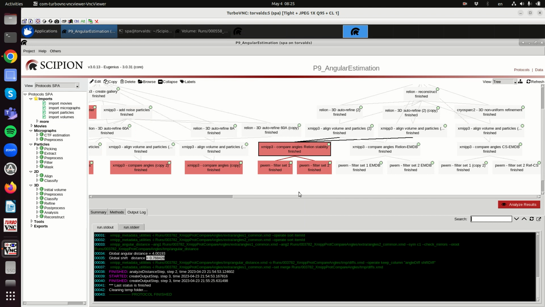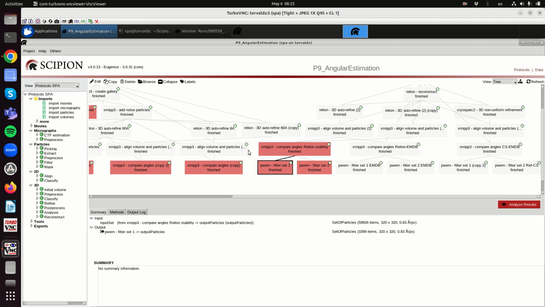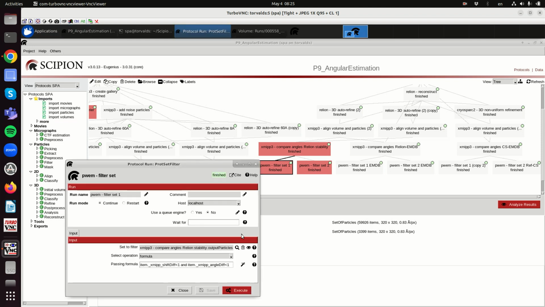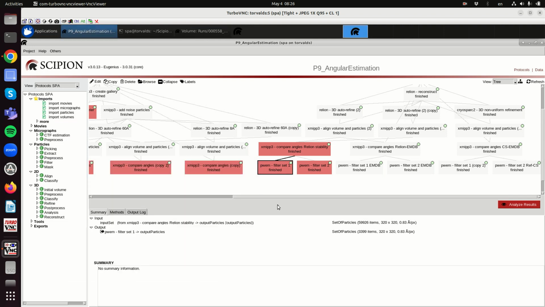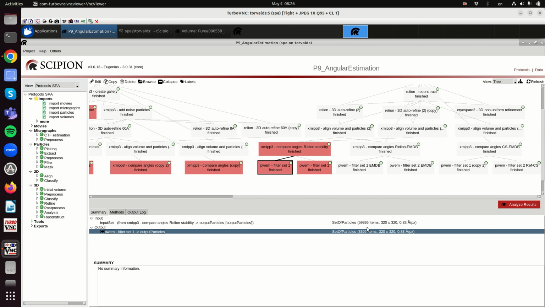Still, we can compare the fraction of particles whose shift difference and angular difference compared to the ones at the EMDB. This is not EMDB, this is the Relion stability. So how many particles are assigned within 1 degree and 1 pixel? We see that there are not so many, a very small fraction. About 5% or 6% of the data has this very accurate assignment.